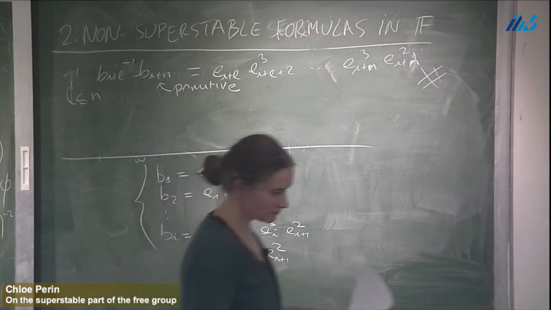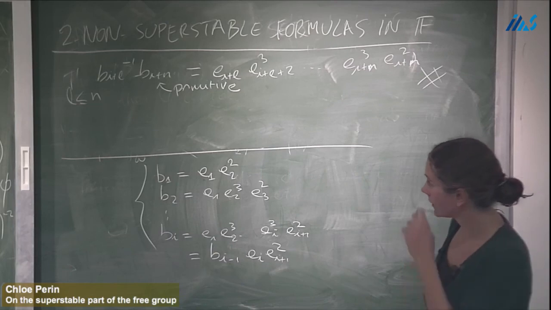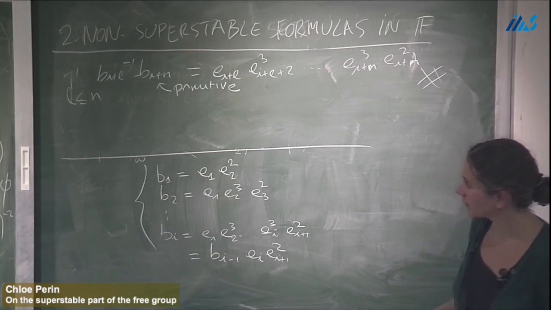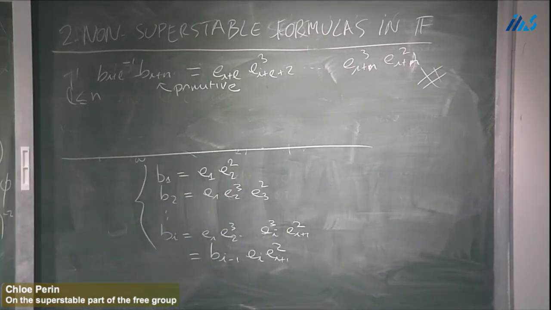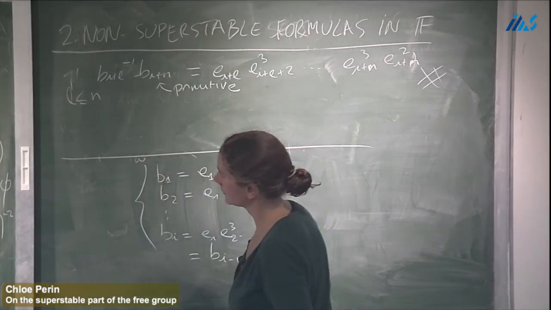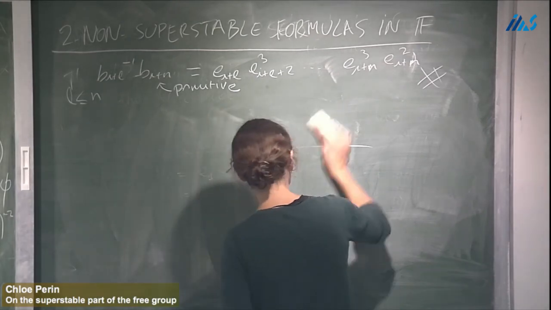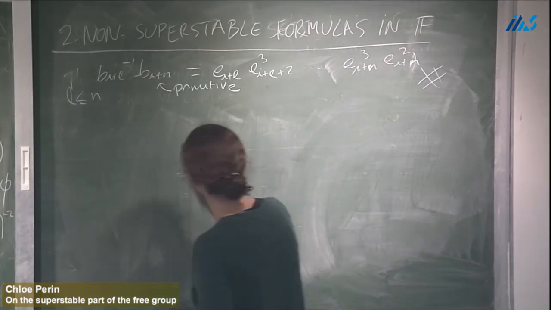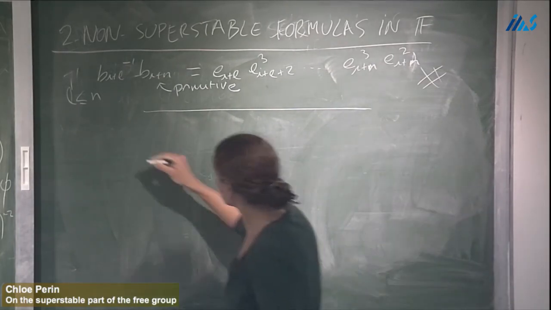Okay, so in the few minutes that remain, I will just give an idea of how you prove the general theorem from this infinite descending chain of formulas. So just know that I have produced an infinite descending chain of formulas. So this is a proof that the free group is not superstable, and you actually see it in the free group and not in an elementary extension. So what we wanted to prove.